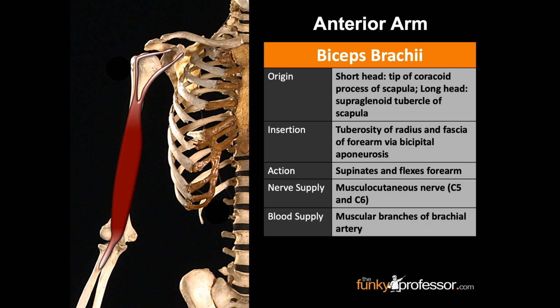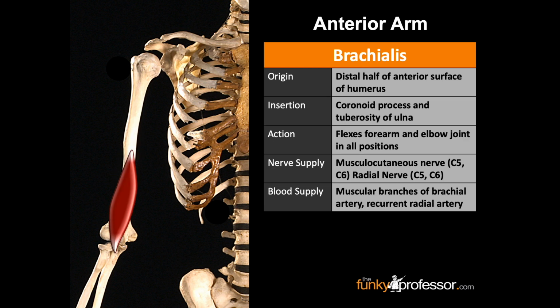Action: supinates and flexes the forearm. Nerve supply: musculocutaneous nerve, C5 and C6. Blood supply: muscular branches of the brachial artery.